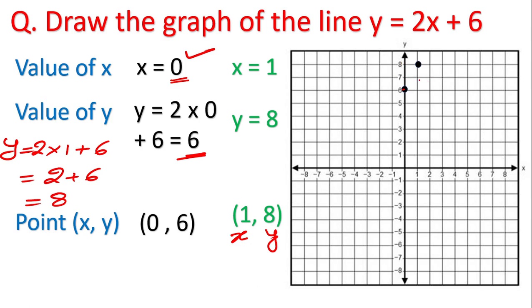Here you can see the first point I have plotted here, (0, 6), and the second point is (1, 8). Now as the last step, what you will do is just draw a straight line like this, and that will be your final answer. Hope you understand this method. Another example I think I have taken for you.